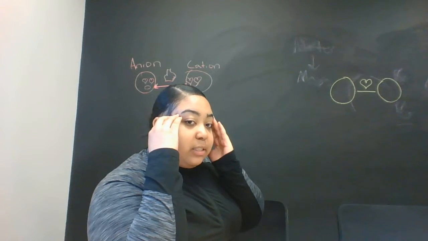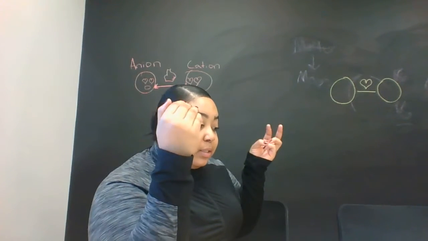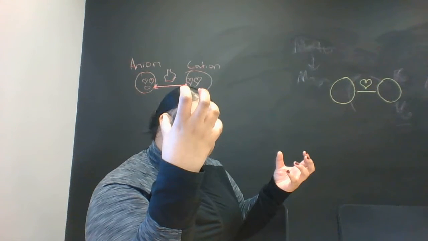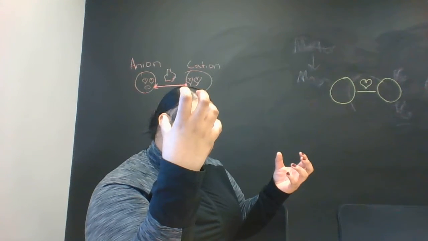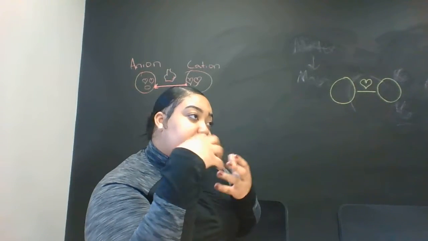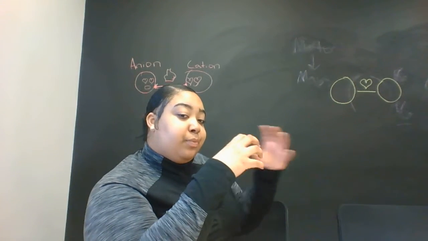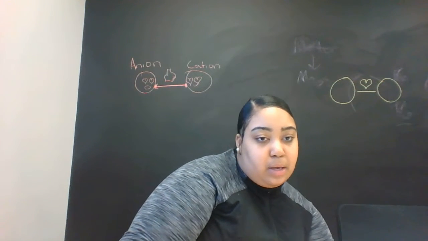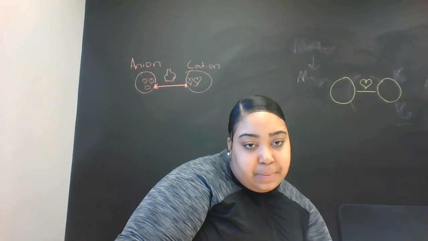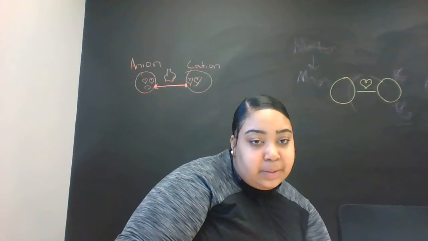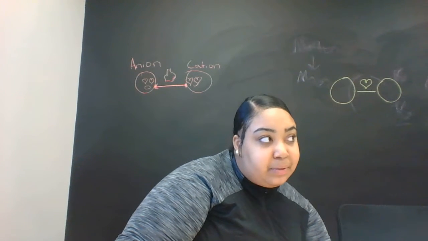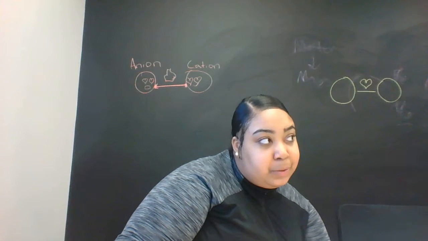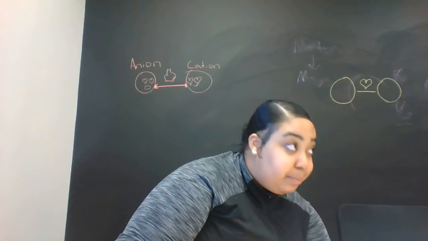Then the falx cerebelli separates the 2 hemispheres of the cerebellum. And then there's the tentorium cerebelli, which separates the cerebrum from the cerebellum. So if you want to look here, this is not the best picture, but here's the falx cerebelli. It separates the 2 hemispheres of the cerebellum. Then we have the falx cerebri up here, and it separates the 2 hemispheres of the cerebrum.